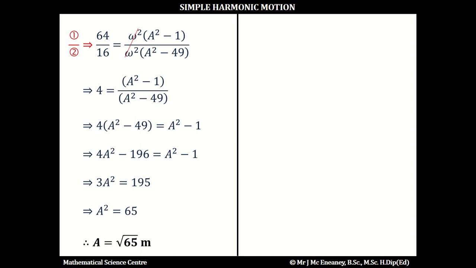Now, if we substitute that value for a into either equation 1 or equation number 2, we can find out what omega is. So using equation number 1, 64 is omega squared times (a squared minus 1). Now a squared is 65, so 64 is going to be omega squared times (65 minus 1). 65 minus 1 is 64. This means omega squared is 1, which means omega is 1 rad per second.